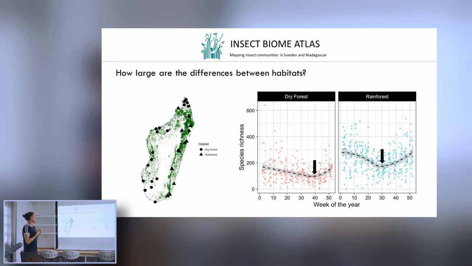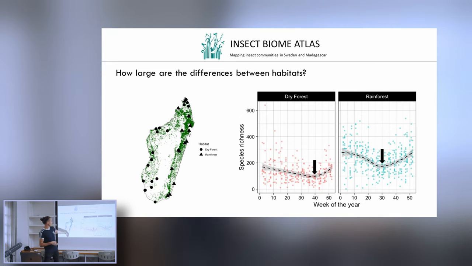One thing you can do, a very simple analysis, is compare the dry forest on the west coast to the rainforest on the east coast. And the first question we wanted to answer was, what do these patterns of species richness look like through time? So if you plot the number of species you have through time, what does the trend look like? And you can do this for the dry forest and rainforest simultaneously.